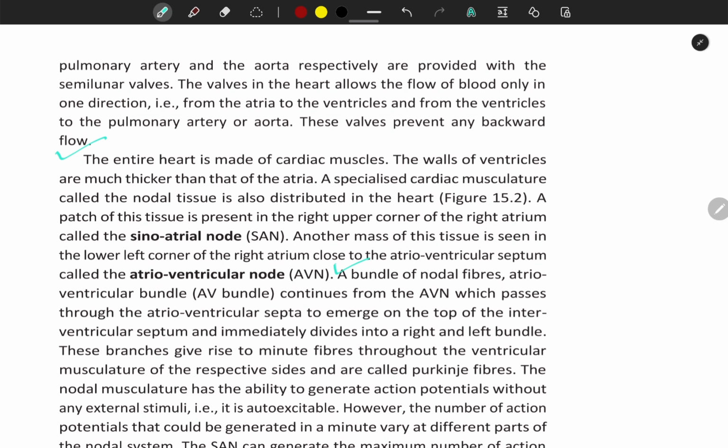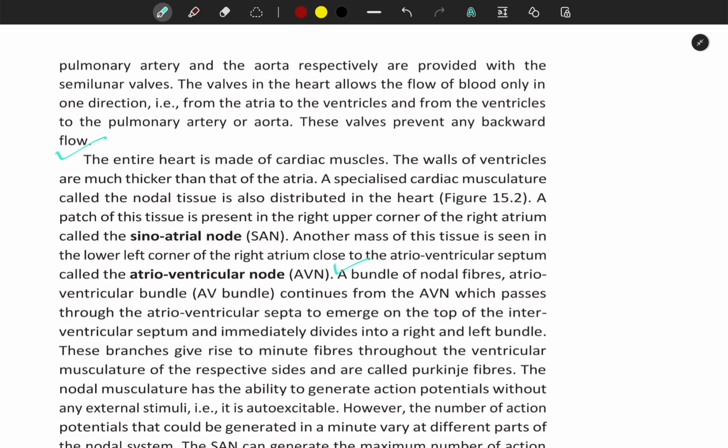The entire heart is made up of cardiac muscles. The walls of ventricles are much thicker than that of the atria. A specialized cardiac musculature called the nodal tissue is also distributed in the heart. A patch of this tissue is present in the right upper corner of the right atrium called the sinoatrial node, that is SAN. Another mass of this tissue is seen in the lower left corner of the right atrium close to the atrioventricular septum called the atrioventricular node, that is AVN.